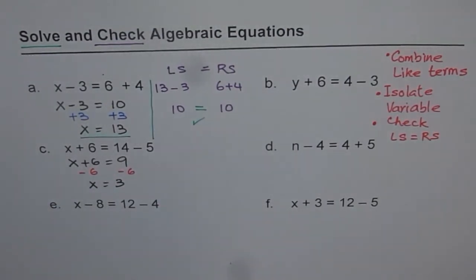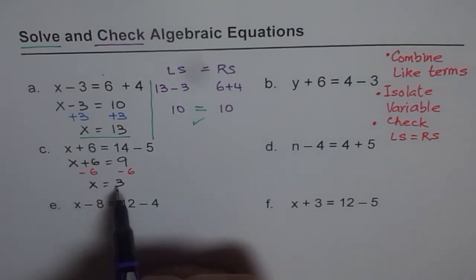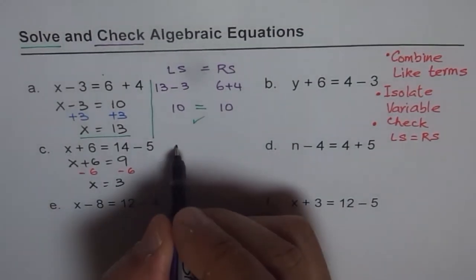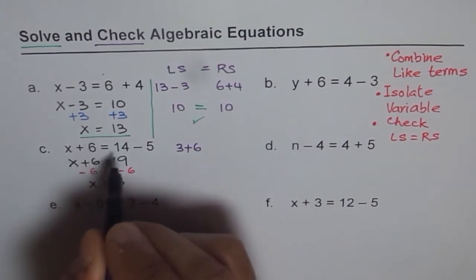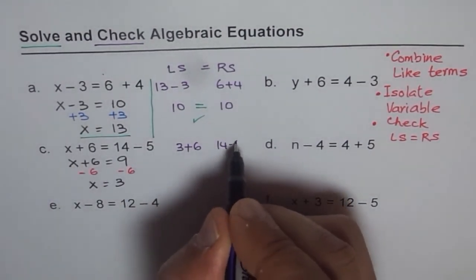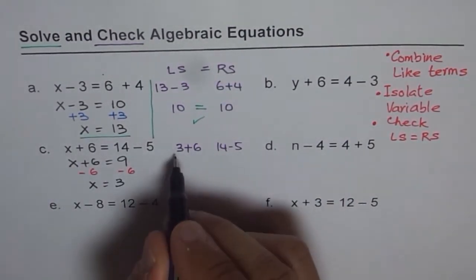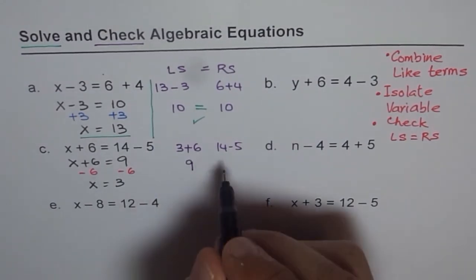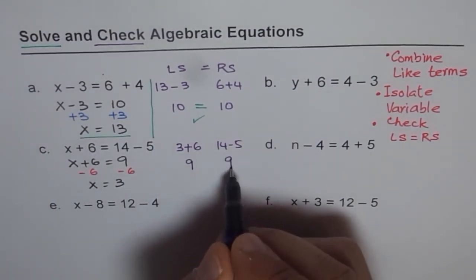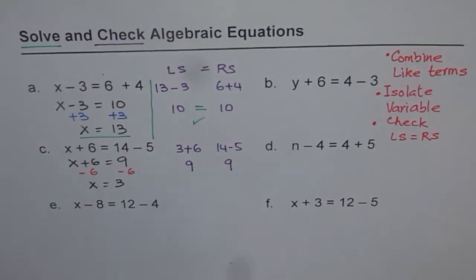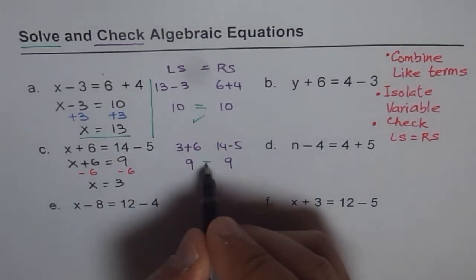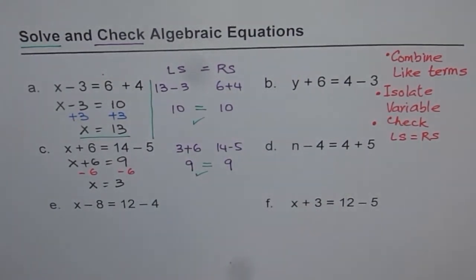Now let's check it. To check, we substitute 3 here. So we get 3 plus 6 on the left side, and we have 14 minus 5 on the right side. What is 3 plus 6? It is 9, and we know 14 minus 5 is also 9. As you can see, both are equal. So we check, the answer is correct. Do you see that? That is how we are going to solve these questions. Okay. Now let me do one more for you. That one is the last one now.